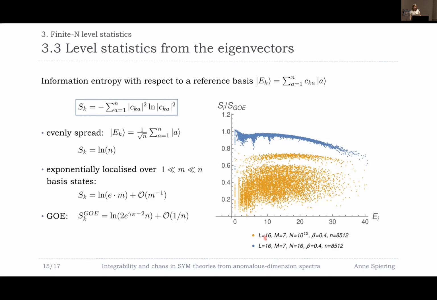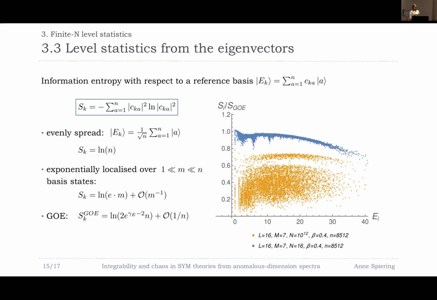And we compute it for, in the planar case, the yellow points, and the finite n eigenstates, the blue dots. And you can see that for the finite n eigenstates, the information entropy is close to the GOE prediction, whereas for the planar eigenstates, their information entropy is generally lower. And so again, we see that at finite n, not only the spectrum, but also the eigenstates are well described by random matrix theory.